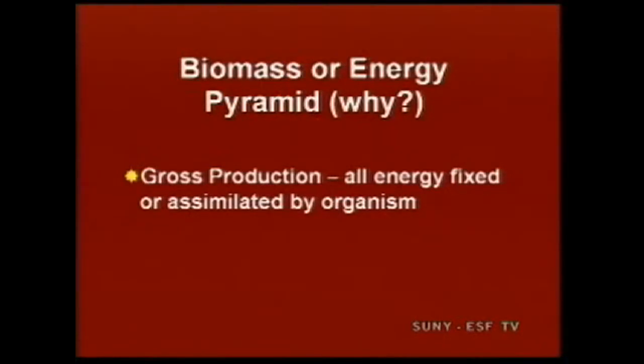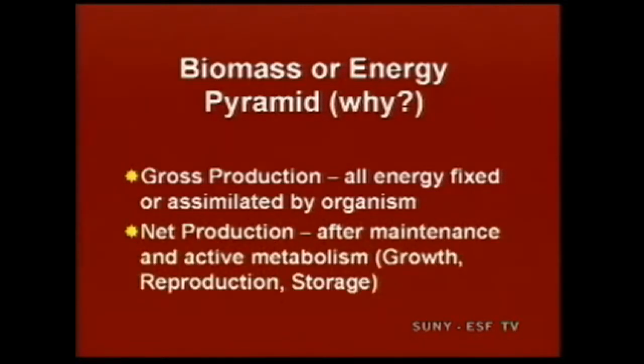Now, I want to give you a little bit of vocabulary to remember. One is gross production. Gross production is all the energy fixed or assimilated by an organism. So it's everything that an organism takes in that doesn't really go out the back end. The other vocabulary is net production. That's what's left after maintenance and active metabolism, which goes to growth, reproduction, and storage. That's what's available. And again, second law of thermodynamics.